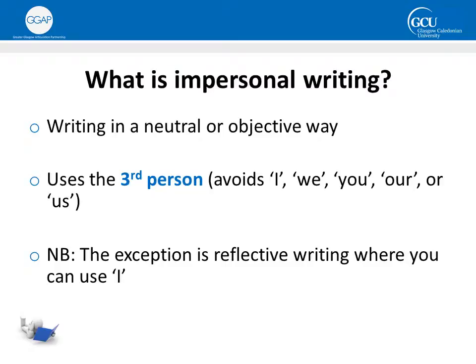The exception to this is when you're writing a reflective piece of writing, which you might sometimes be required to do. Reflective writing involves writing about your personal experiences, so in that situation it's obviously appropriate to use the first person or I. But for the majority of your academic writing, you're expected to write using an impersonal style, so that's what we're going to focus on here.